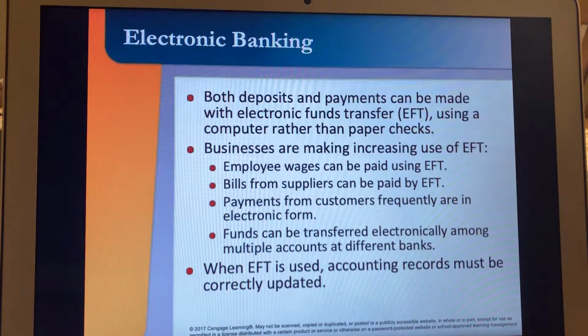Electronic banking: both deposits and payments can be made using electronic funds transfer, EFT, using a computer rather than paper checks. Businesses are making increasing use of EFT. Employee wages can be paid using EFT. Bills from suppliers can be paid by EFT. Payments from customers frequently are in electronic form. Funds can be transferred electronically among multiple accounts at different banks. When EFT is used, accounting records must be correctly updated.